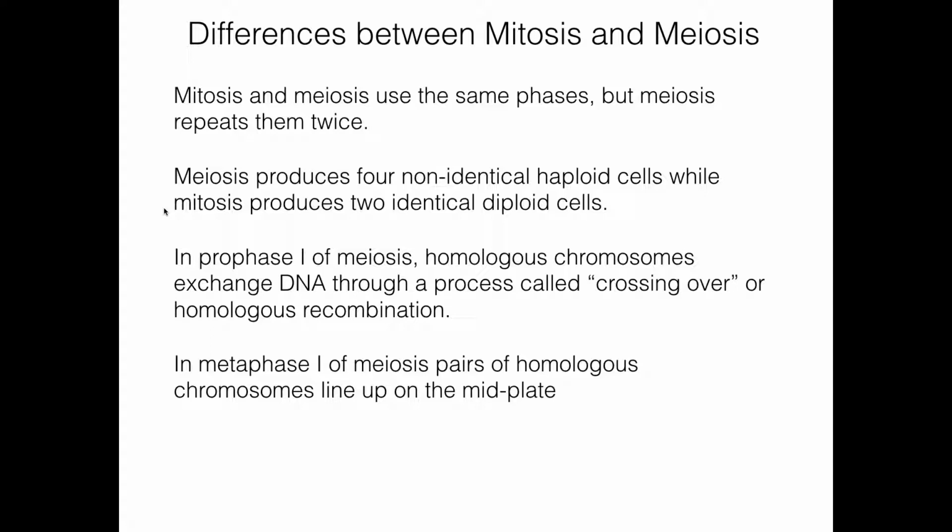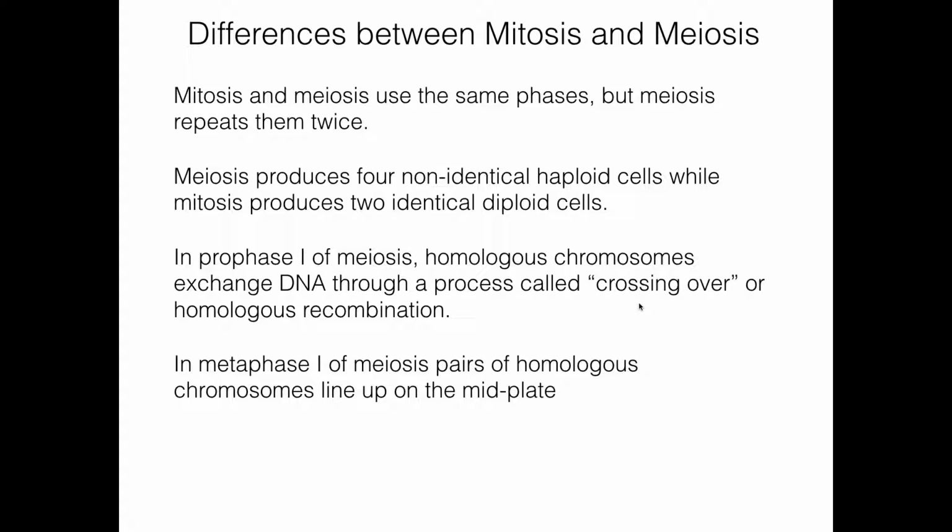Like the first cell might have chromosome 1, 2, and 4 from dad, but 3 from mom. You know, the second cell might have 1 and 2 from mom, but 3 and 4 from dad, that sort of thing. And in fact, the next thing is that you don't actually get a whole chromosome from mom or a whole chromosome from dad. During the first bit of prophase, prophase 1 in meiosis, homologous chromosomes swap DNA with one another in a process that's called crossing over or homologous recombination.